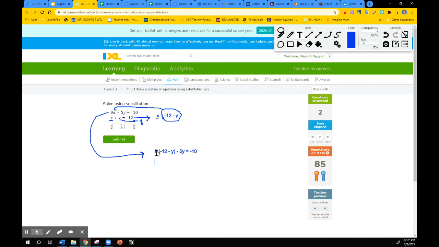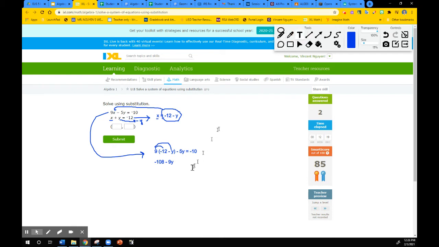-12 times 9. Well, you can use a calculator if you want to make it faster, but you can do this in your head. 9 times 12, 9 times 10 is 90. And then 9 times 2 is 18. So it's going to be 108. So I'm going to put -108 down because of the negative sign. And then minus 9 times y is 9y. Remember, we have to use the distributive property, right? We have to multiply 9 through here, and we have to multiply 9 with the second term as well.